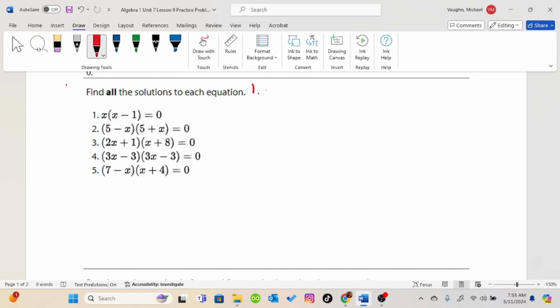In number 1, either x equals 0 or x minus 1 equals 0, you would add 1 to each side, and this would become x equals 1. So either x equals 0 or x equals 1.